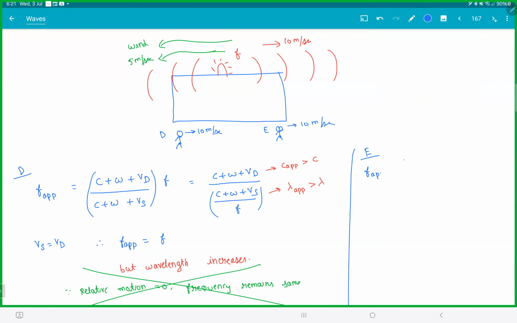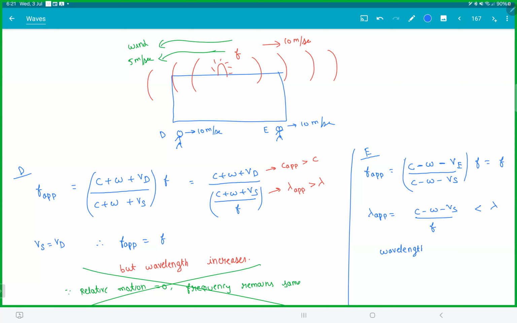Here, F apparent: this guy would be C, the wind is opposing him, minus W. He is also trying to go away. So minus VE by C minus W, this is minus V source into F. This again comes out to be F only, because VE is equal to VS. And you can clearly see here, lambda apparent is C minus W minus VS by F. Lambda apparent is less than lambda. Lambda decreases.